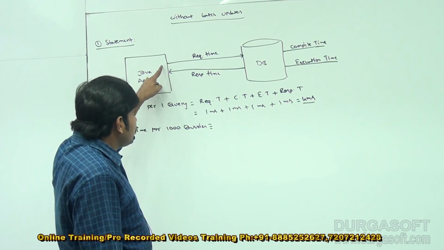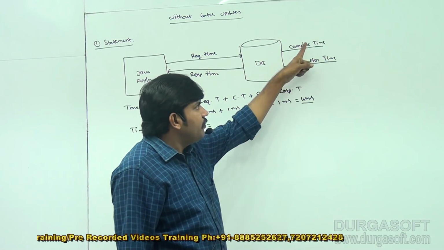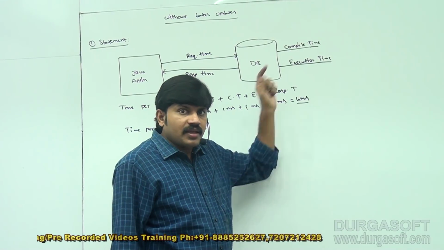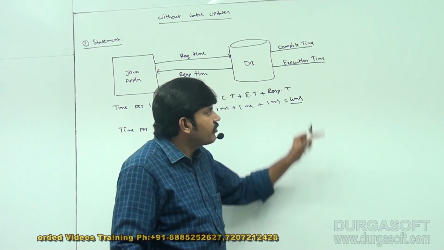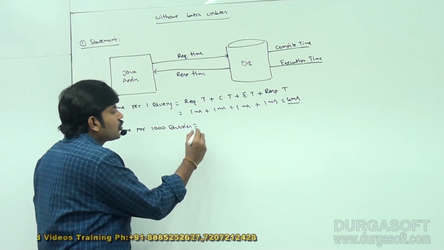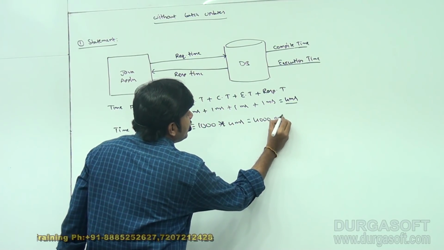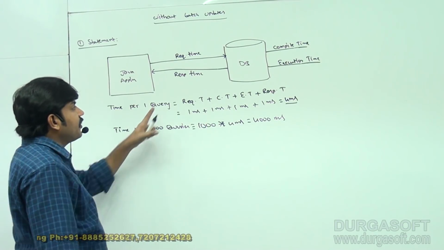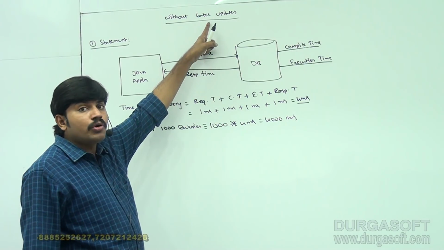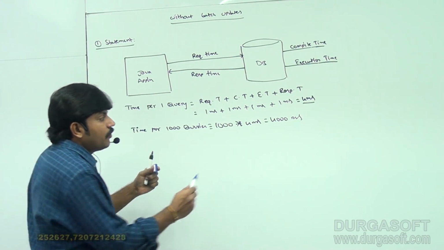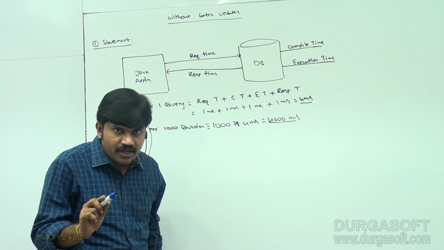Sir, do you know, if we execute 1000 queries, whether it is the same query or different queries, every time the query will be compiled and executed, sir. Mandatory. In the case of simple statement, that is the bigger problem. Even if we execute the same query 1000 times, it will be compiled and executed 1000 times. That's why 1000 into 4 milliseconds, 4000 milliseconds time is required. If you want to execute 1000 queries without batch updates in the case of simple statement, 4000 milliseconds time is required. I hope everyone can understand, right?